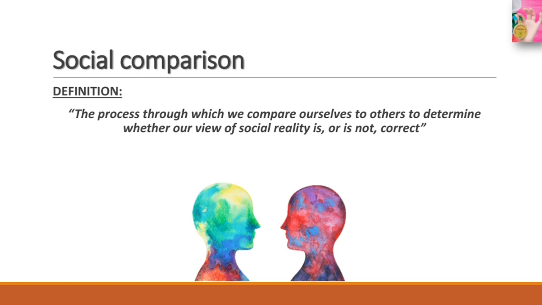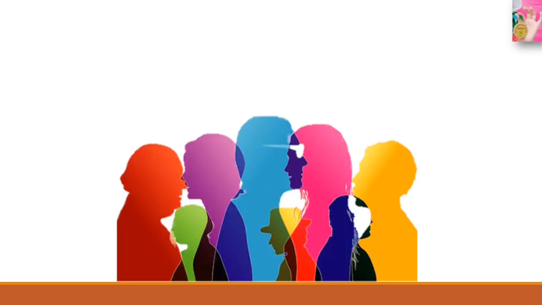Now, let's start with social comparison. Social comparison is basically the process through which we compare ourselves to others to determine whether our views of social reality are or are not correct. The reason we do social comparison is that our tendency is to compare ourselves with others to determine whether our views of social reality are correct. To the extent that our views agree with those of other people, we tend to conclude that our ideas and attributes are accurate.